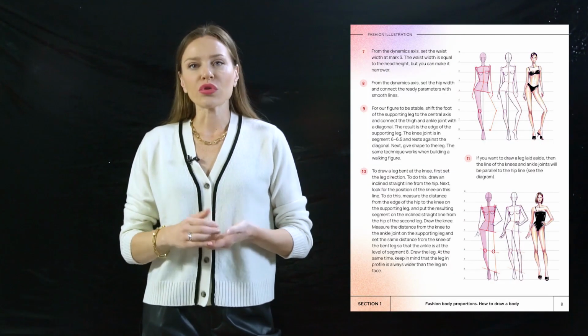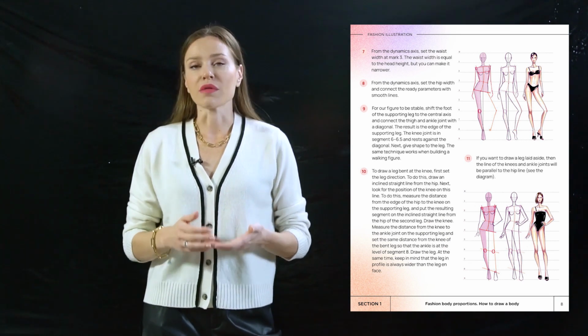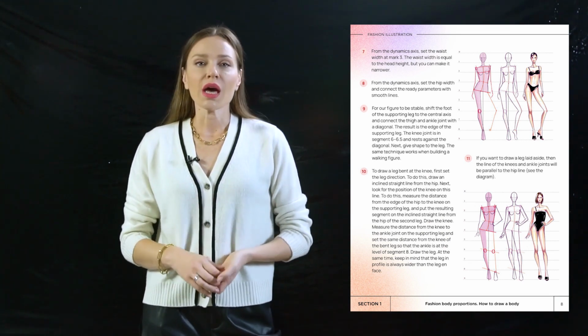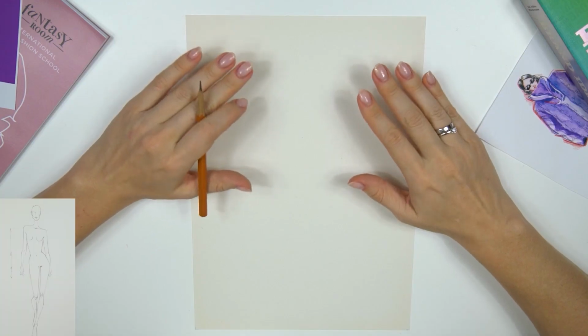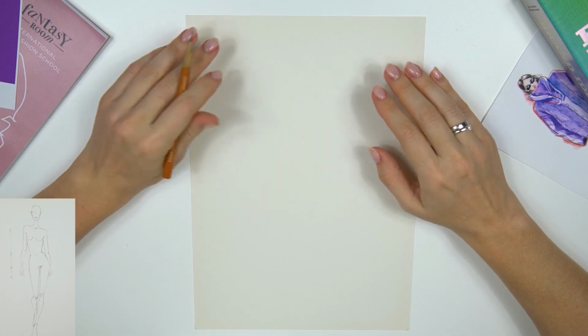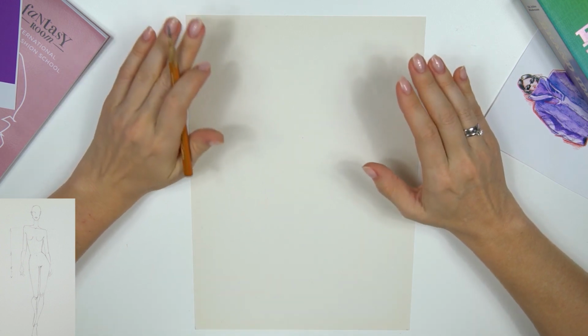The proportions of the figure are usually measured by the number of heads. I usually draw 9 heads. In my book, I gave examples of different proportions. More information on this is available in the supplementary materials. You will need a pencil, paper and a rubber. Let's get started. Well, let's get down to the lesson and draw a walking fashion figure.